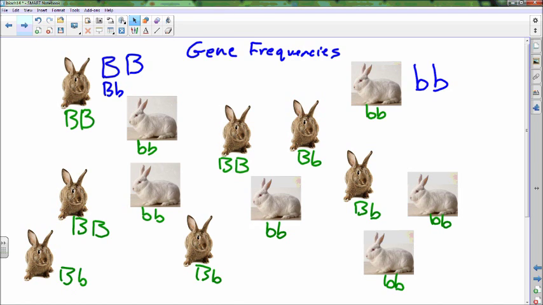Some rabbits, brown rabbits like this one, are going to be homozygous dominant. Some brown rabbits like this one are going to be heterozygous. They both look brown because they have that one dominant allele. But we can see the genotypes of all these different organisms, the two alleles that they actually carry. Of course, all the white rabbits have to be homozygous recessive.